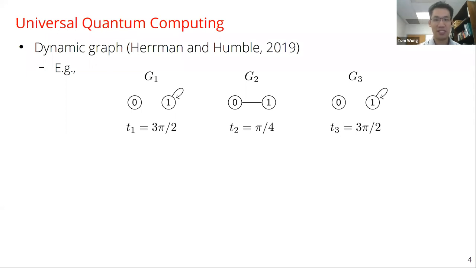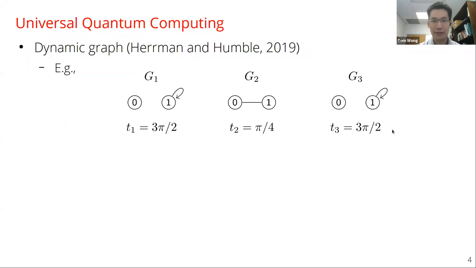What you would do on this sequence of graphs is evolve on this graph for time 3π/2. Then you'd evolve on this graph for time π/4. And then you'd evolve on this graph for time 3π/2. So again, the edges are changing at discrete times. You do a continuous time quantum walk here, and then you suddenly change your adjacency matrix to this one. You do your continuous time quantum walk here, and then you suddenly change your adjacency matrix to this graph, and then you walk for this amount of time.